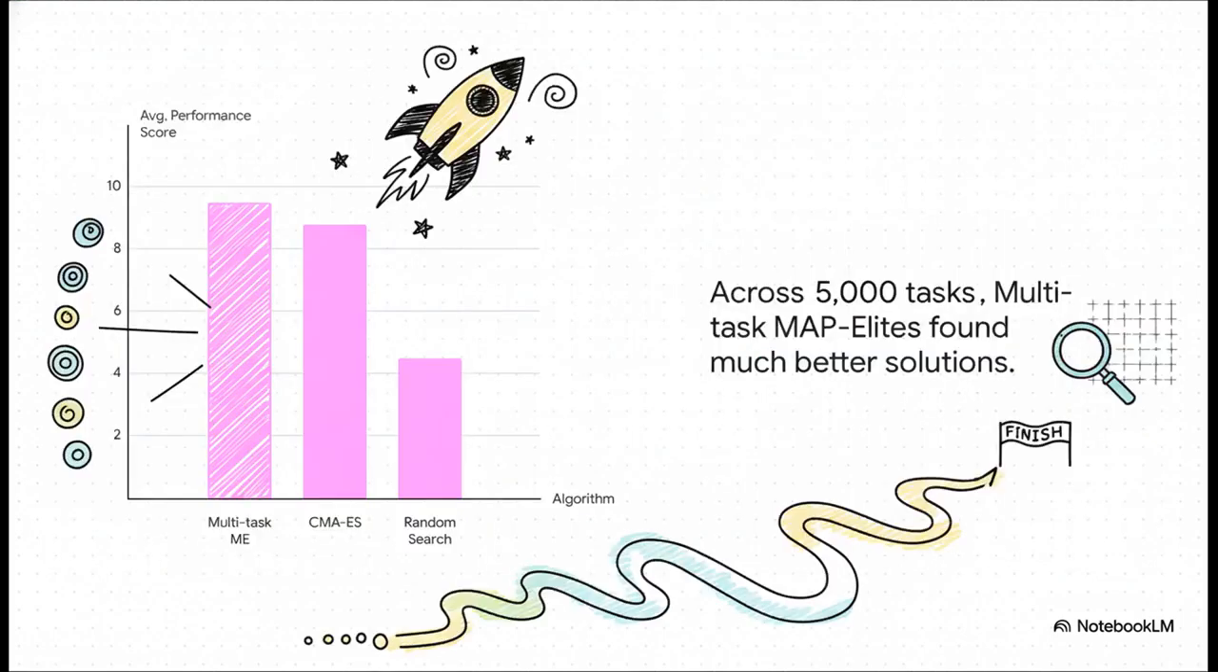This bar chart puts some hard numbers to what we just saw. Looking at the average performance or fitness across all 5,000 tasks, the solutions from Multitask MAP-Elites were way, way better than both the one-by-one approach and just a random search. It wasn't just a little bit better, it was in a completely different league.